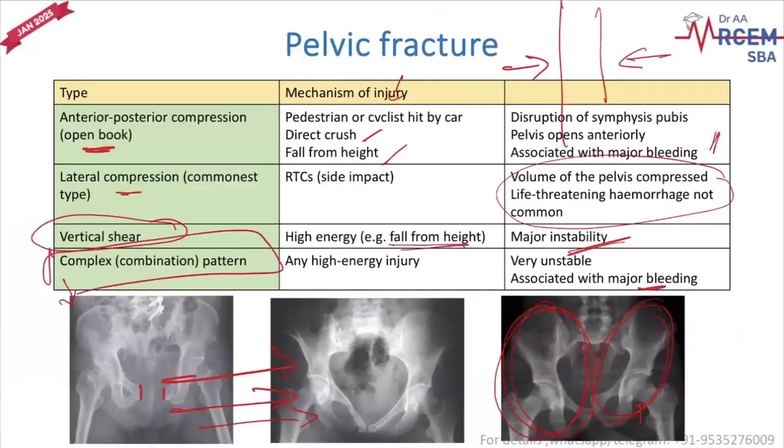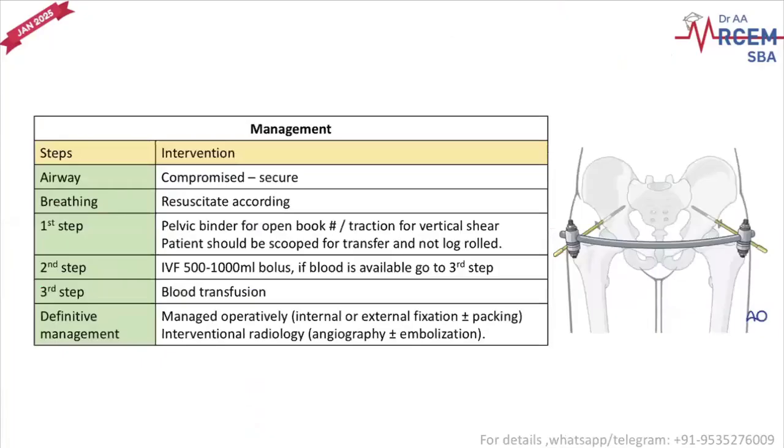Complex pattern, multiple, the pelvic system shattered. It is in high energy injuries. There will be major bleeding, obviously, in those individuals. Only the lateral compression doesn't cause hemodynamic compromise. Anterior-posterior, or a vertical shear, or a complex pattern fracture, or combined fractures usually will cause major instability.